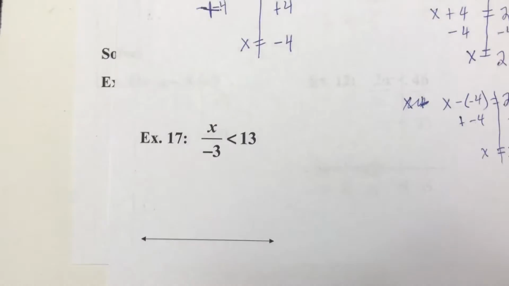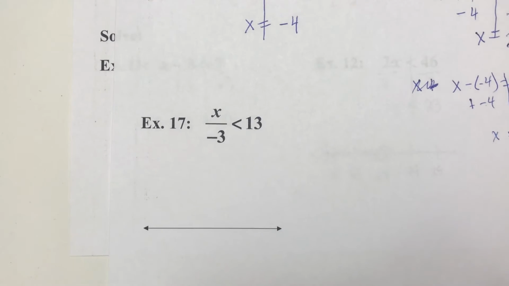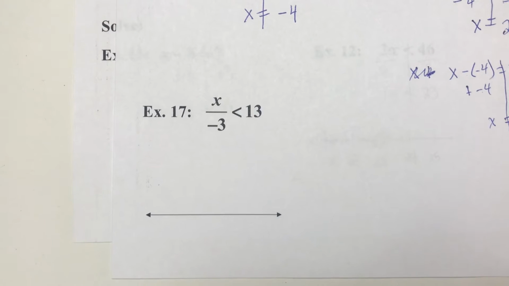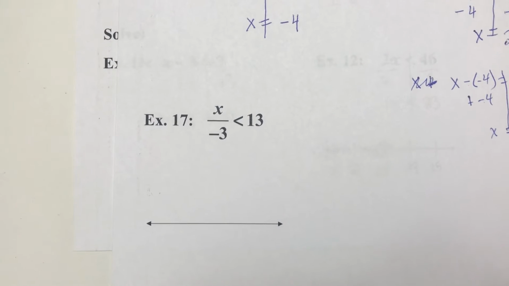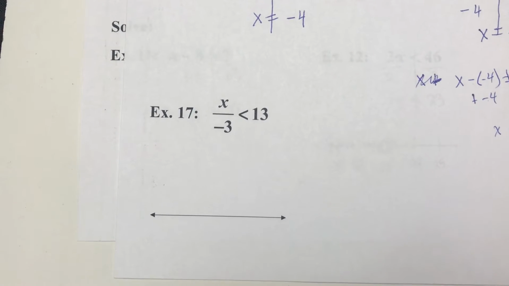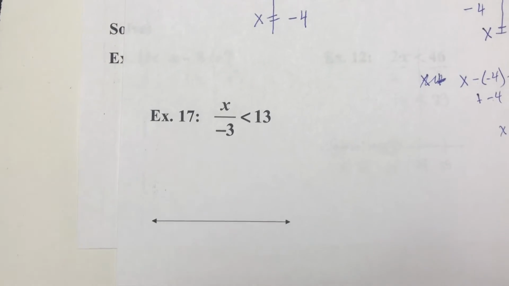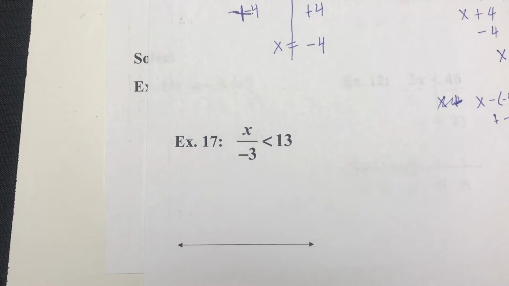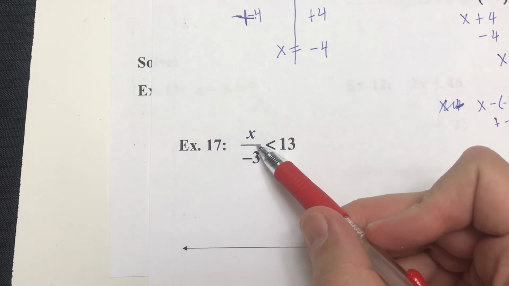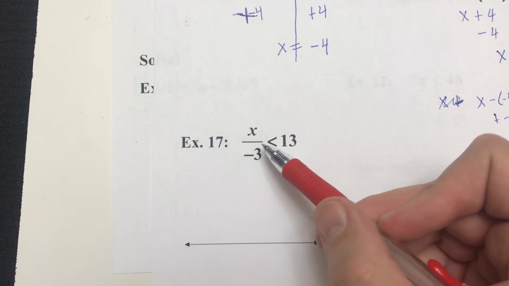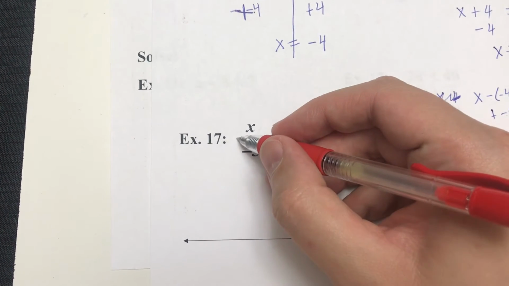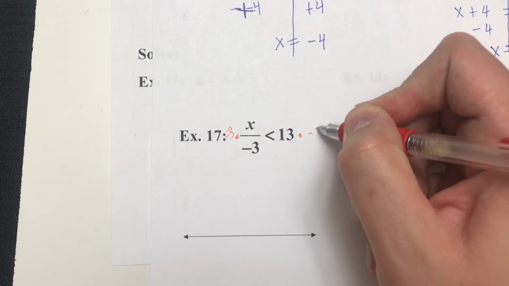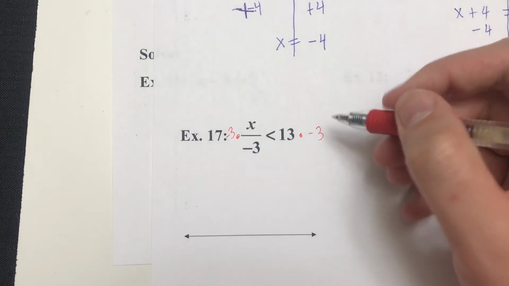Our final example, 17, has x over negative 3 being less than 13. We see the number line below, since again, not just one answer would make this statement true. We need to find all the solutions that are possible. This bar means division, so the opposite operation is to multiply. Multiplying both sides by negative 3.